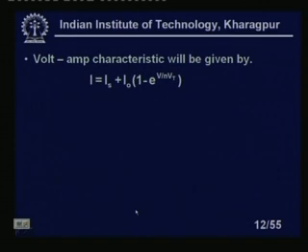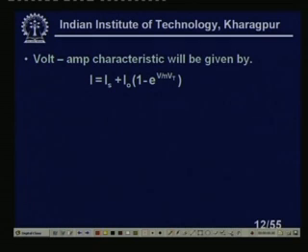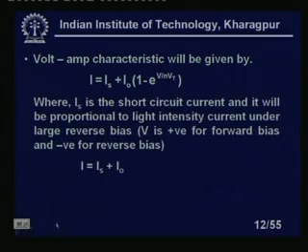And the volt-ampere characteristics will be given by I equal to Is plus I0 times (1 minus e raised to the power V by eta Vt). Please note this is eta, not N, like this one. Here Is is the short circuit current and it will be proportional to the light intensity current under large reverse bias. V is positive for forward bias and V is negative for reverse bias.